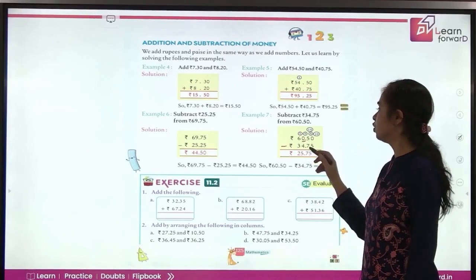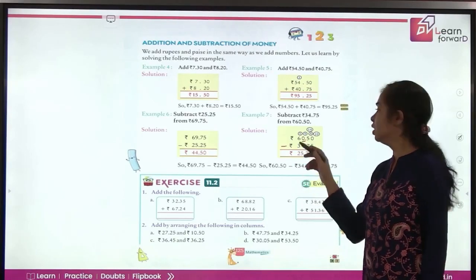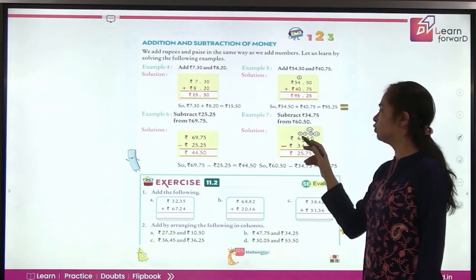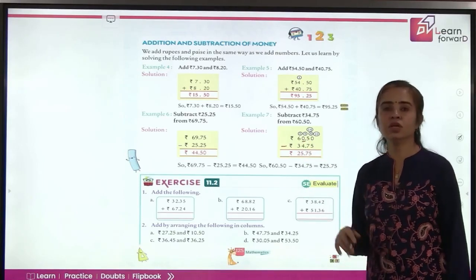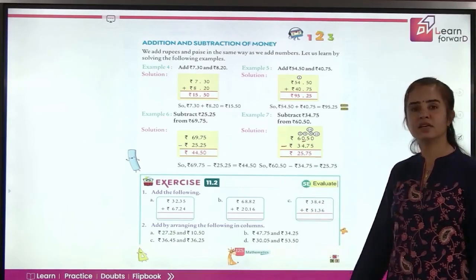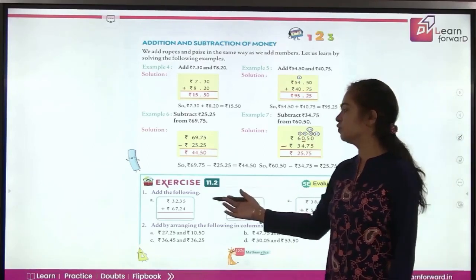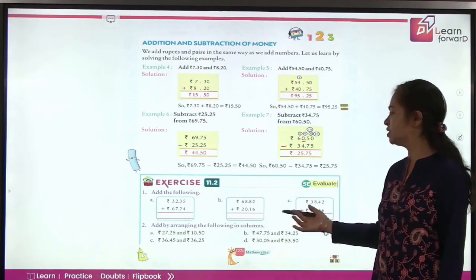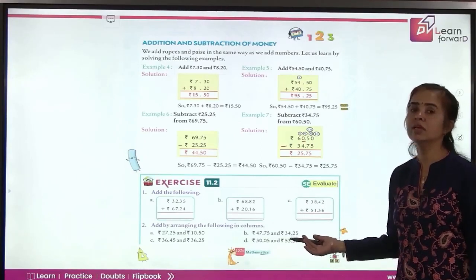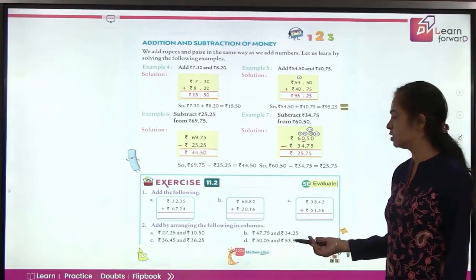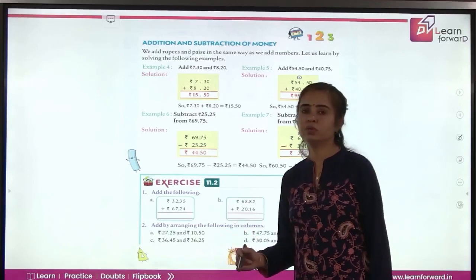So, it becomes 14. 14 minus 7 is 7. You are left with 9 here. 9 minus 4 is 5 and 5 minus 3 is 2. So, the difference is 25.75, right? It's easy also. Here's an exercise for you where you have to add these values. Numbers are perfectly written. Decimal is written below the decimal. So, you can do these yourselves.